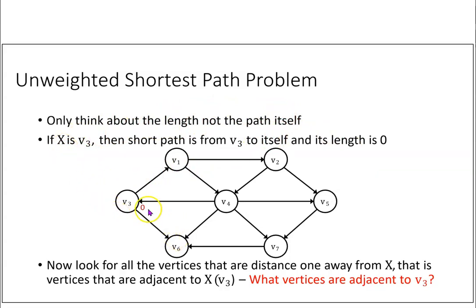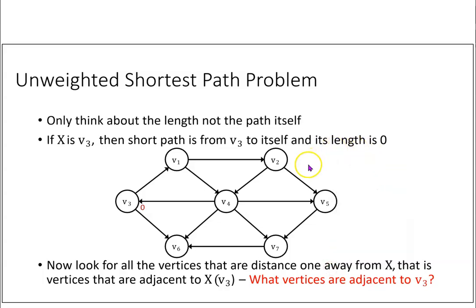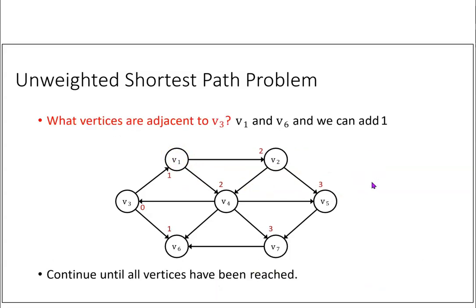If X is V3, then the shortest path from V3 to itself is 0. Now, look for all the vertices that are distance 1 away from X, meaning the adjacent ones. What vertices are adjacent to V3? Well, V6, V4, and V1. But because of directionality, we're going to drop off V4, so V1 and V6. So we can add 1. And we can continue this till all the vertices have been reached.